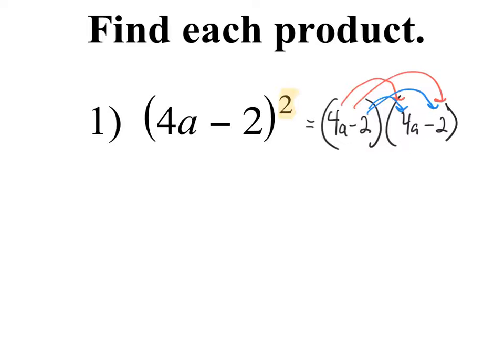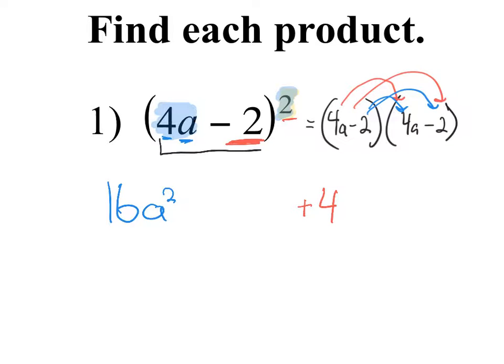But I did say there is a shortcut to this. Here's the shortcut. I'm going to take the first term and square it. But that means squaring both the 4 and the a. So that's going to be 16a squared. And then I'm going to go to the back term, the negative 2, and I'm going to square it. So that's going to give me a positive 4.